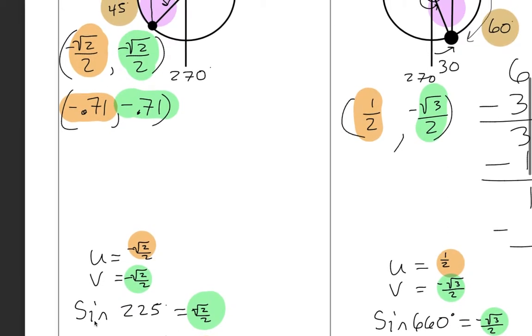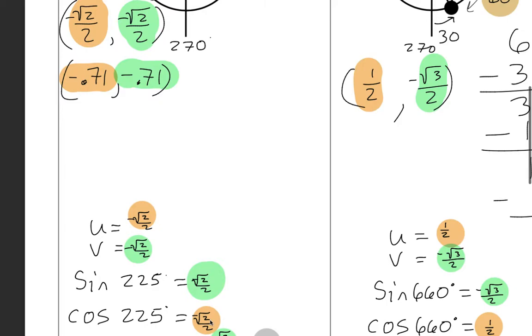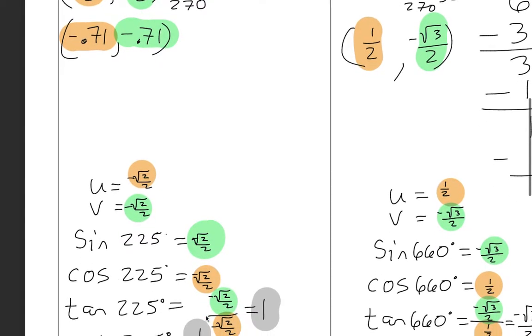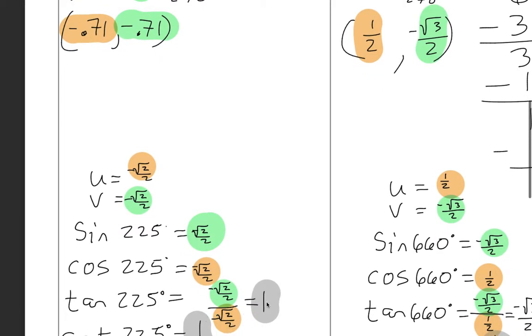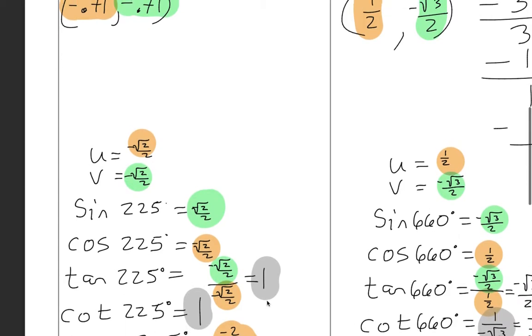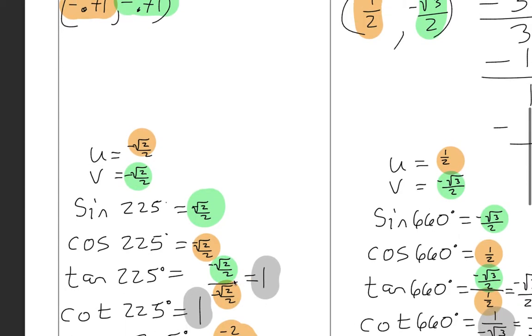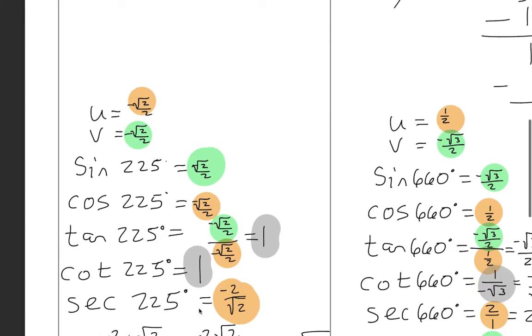So therefore, sine is going to be green, the V, and cosine is going to be orange. The tangent is going to be green divided by orange, which is just 1, the same number. And the cotangent, I'm not even going to look at the previous ones. I know that the cotangent is the reciprocal of tangent. Secant is going to be the reciprocal of u, the reciprocal of cosine.